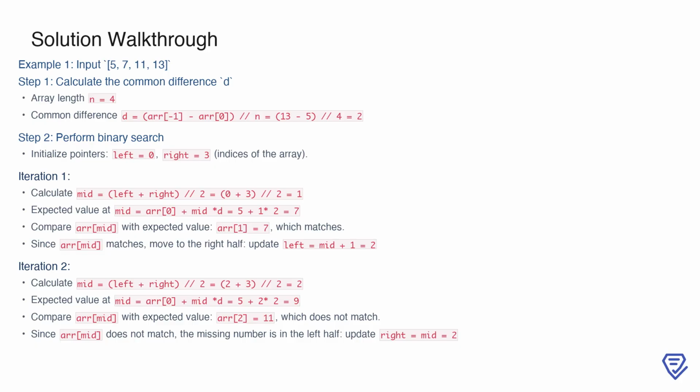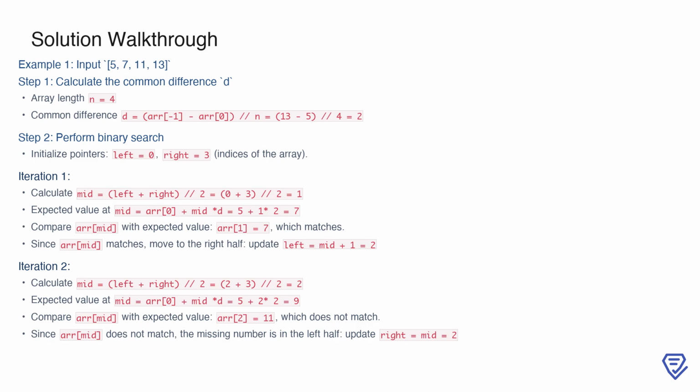Now that we have d, we proceed with a binary search to efficiently locate the missing number. We initialize two pointers, left at index 0 and right at index 3, the boundaries of the array. In the first iteration, we calculate the middle index as mid equals (left + right) // 2, which evaluates to 1. The expected value at this index, based on the arithmetic progression formula, is ARR[0] + mid * d, or 5 + 1 * 2 equals 7.